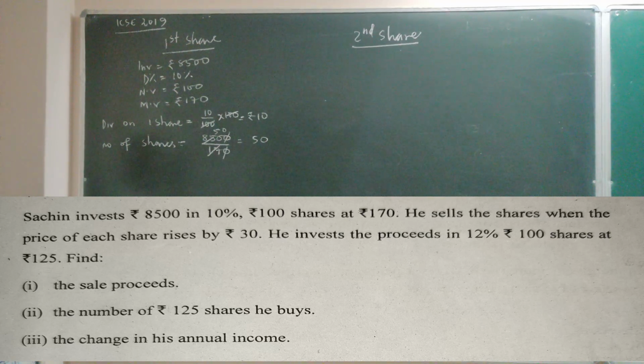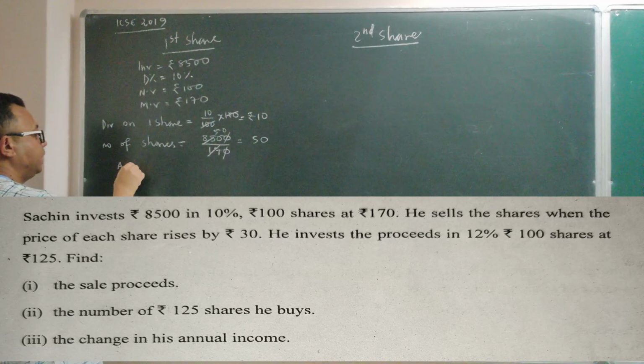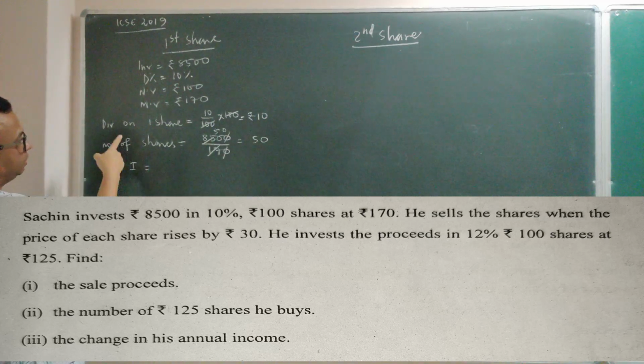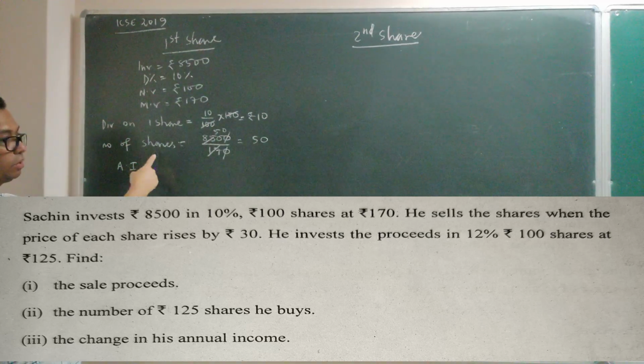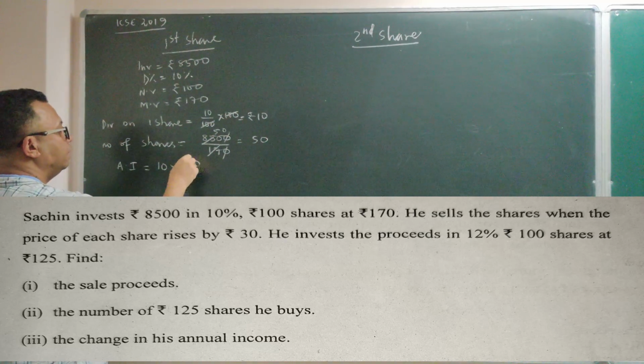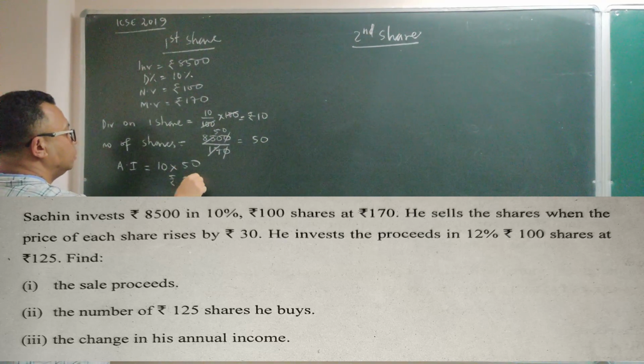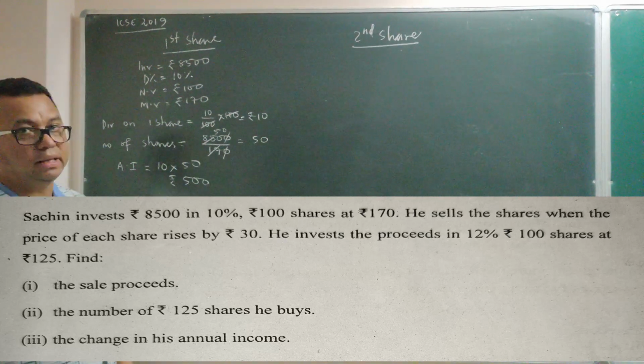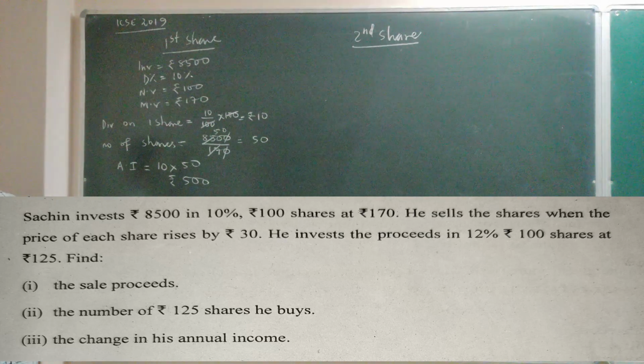Then next, I have the dividend on one share and I have the number of shares, so I'll now calculate the annual income of this share. You know annual income is the multiplication of these two, dividend on one share into number of shares. Dividend on one share is 10 and number of shares is 50. So there you are, the company is giving 500 as the annual income for this first share.